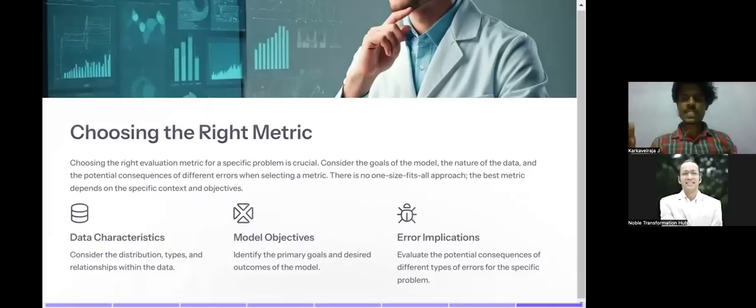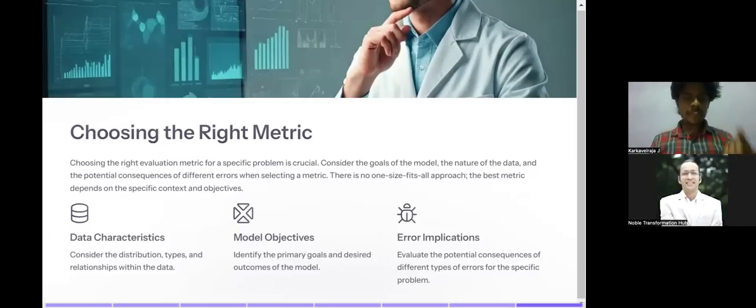There is no one size fits all approach. The best metric depends on the specific context and objective. As we are mentioning, everything is a black box. You need to try all kinds of metrics, and you need to find which metrics work best for your data and for your model. Okay, that's it. Data characteristics, that was the first thing. Consider the distribution types and relationships within the data. That's the first thing you need to consider whenever you choose the metrics.